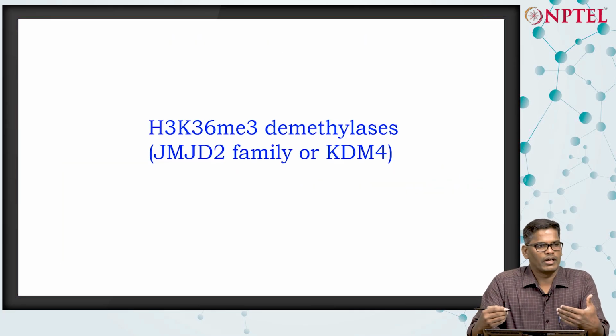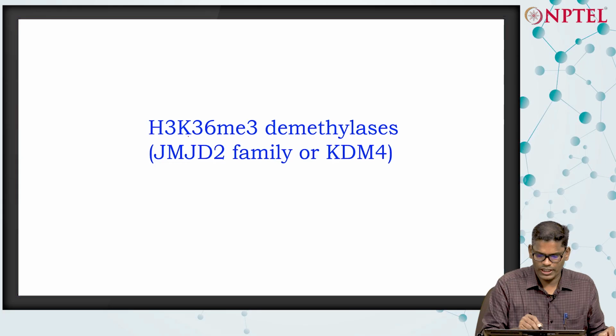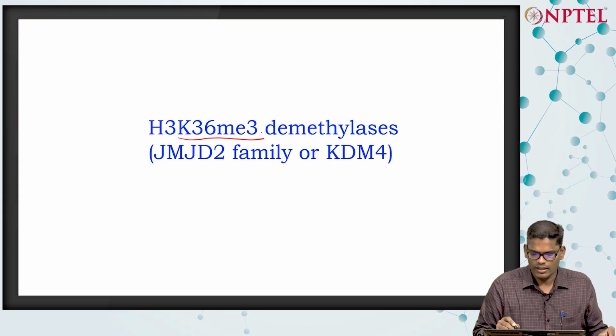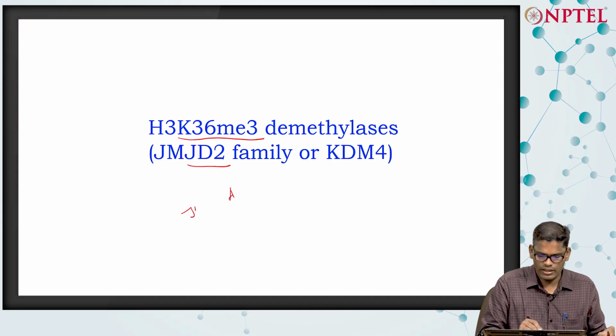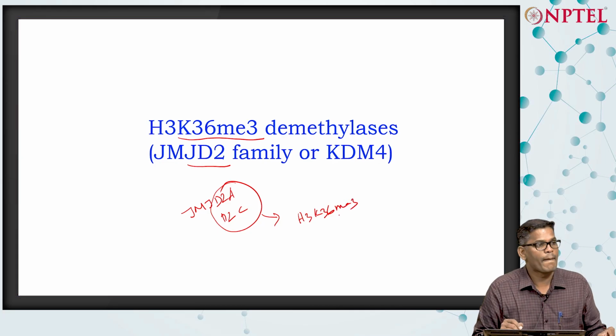Okay, so now I explained about UTX, which is the histone 3 lysine 27 demethylase. It is a gene activator protein. The last demethylase which I am going to explain is specific to K36, which I already briefly talked about: JMJD2A and then JMJD2C. These are the two major proteins which demethylate histone 3 lysine 36 Me3.